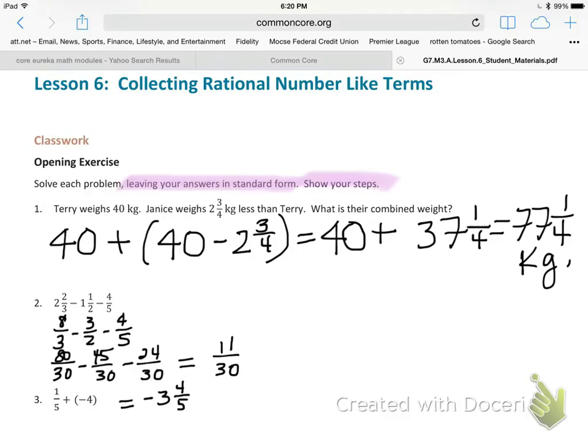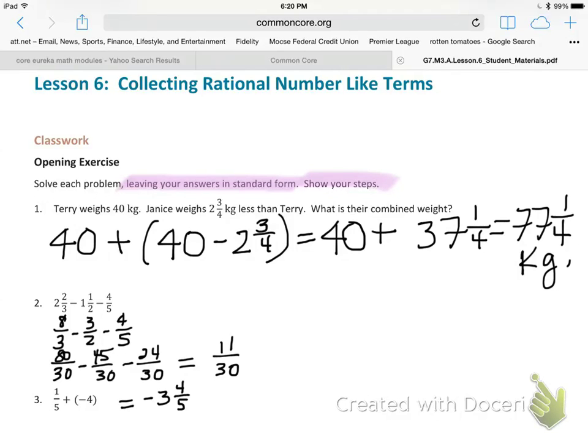Okay, so here we are back. I'm going to look at the opening exercise. Here's number 1. A little bit of a word problem here. Terry weighs 40 kilograms. Janice weighs 2 3/4 kilograms less than Terry. What is their combined weight?